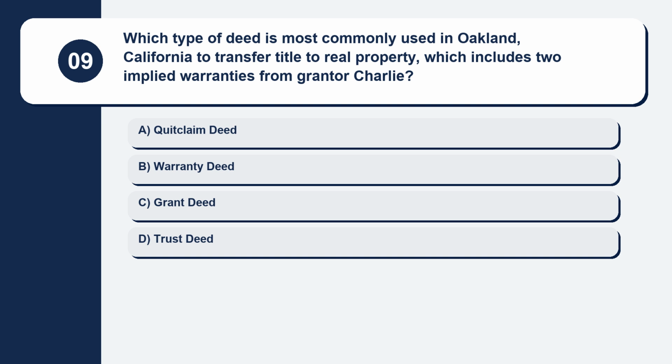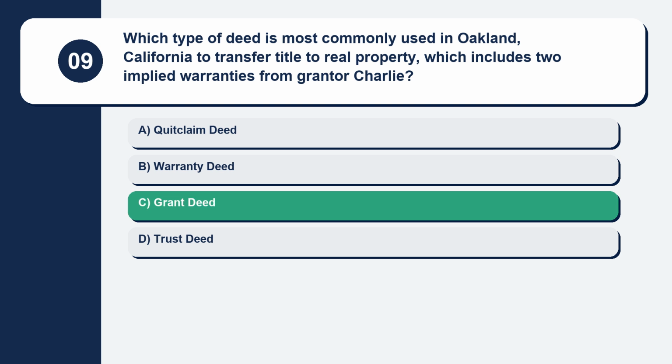Question 9. Which type of deed is most commonly used in Oakland, California to transfer title to real property, which includes 2 implied warranties from grantor Charlie? Here are your options. Option A, quitclaim deed. Option B, warranty deed. Option C, grant deed. Option D, trust deed. The correct answer is option C, grant deed.